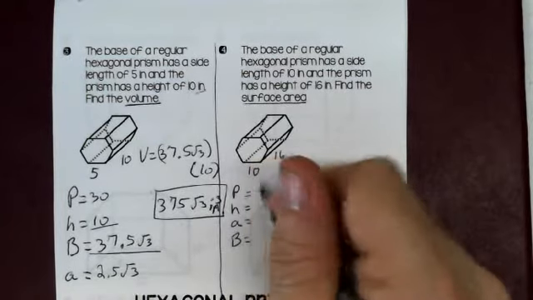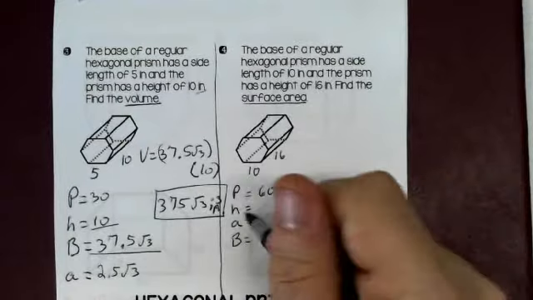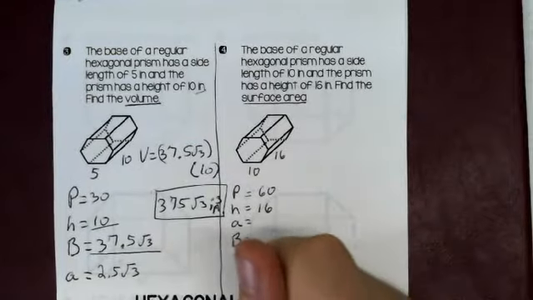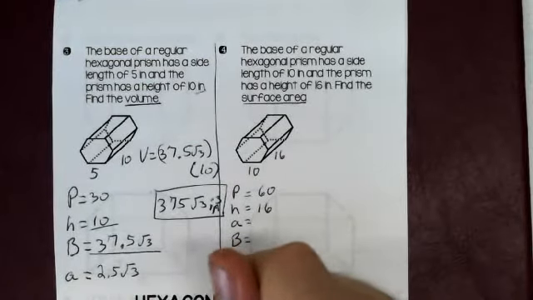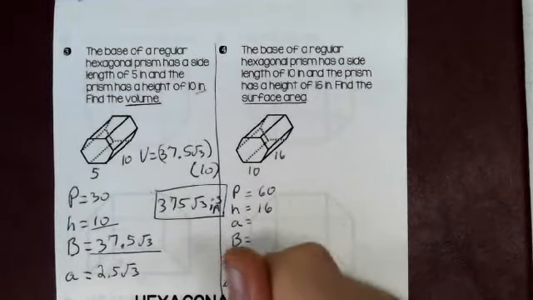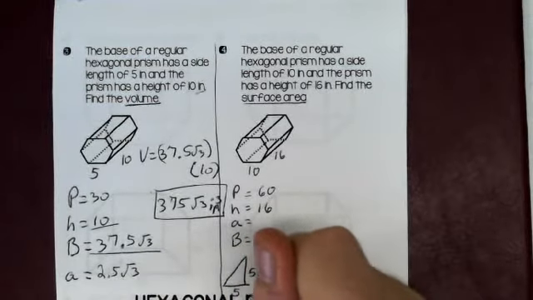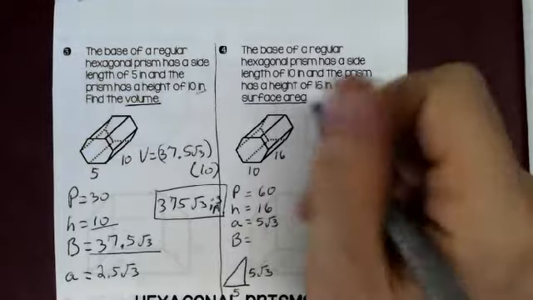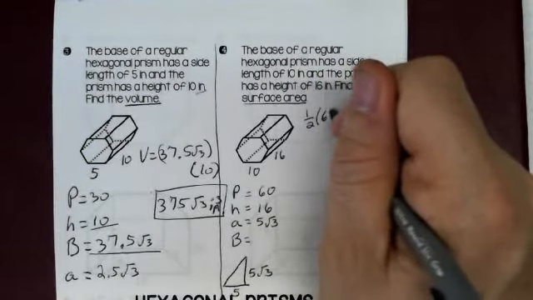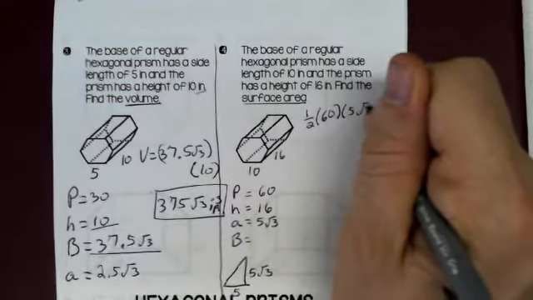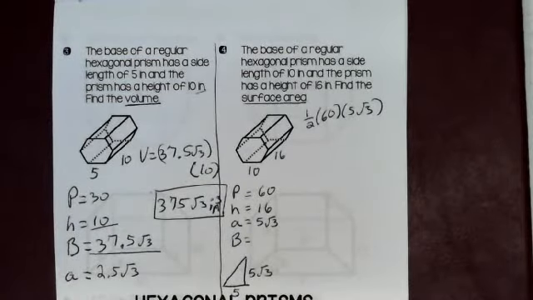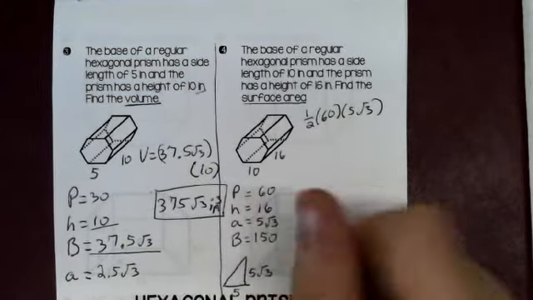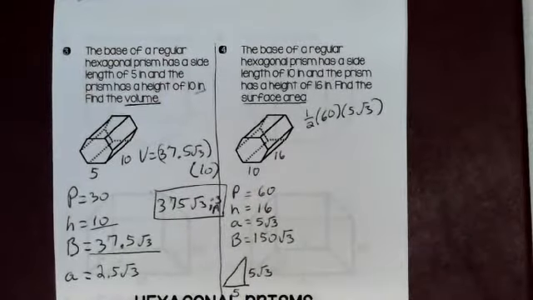Well, the perimeter, it's 10 times 6, that would just be 60. The height, they told us that was 16. The apothem, well, that's going to be based on our special right triangle. Half of 10 makes this 5, and so this would be 5 on the square root of 3. The area of my base, that comes from 1/2 of 60 times 5 on the square root of 3, which would give me 150 on the square root of 3.